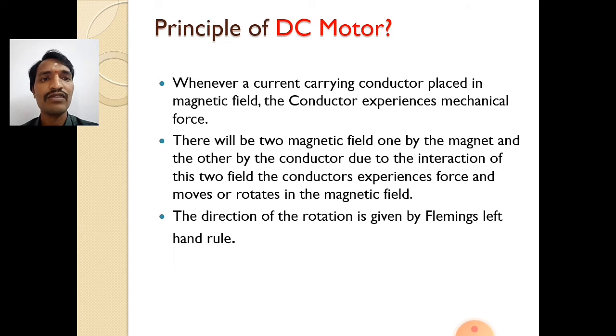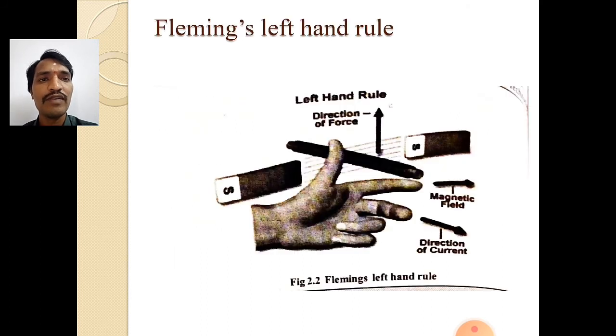The direction of the rotation is given by Fleming's left hand rule. How is the motor driving its rotation, and how can we see the direction of rotation? It is given by Fleming's left hand rule. Here, when we stretch the forefinger, middle finger and thumb perpendicular to each other, the thumb denotes the direction of the force.